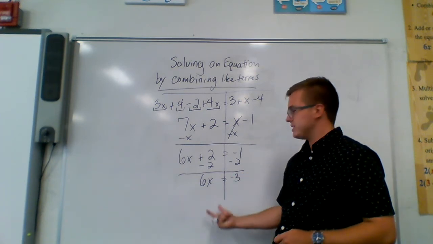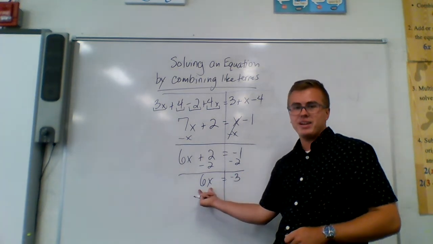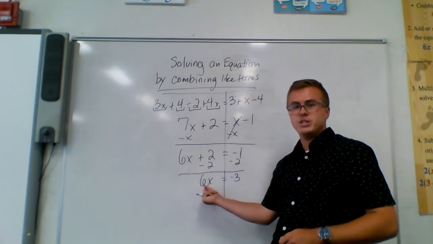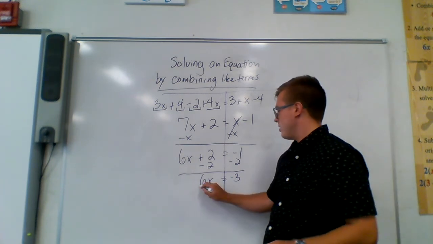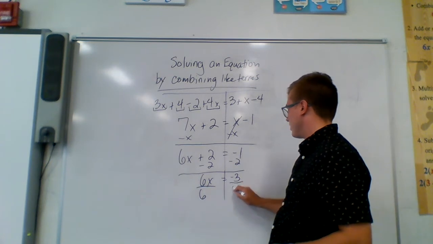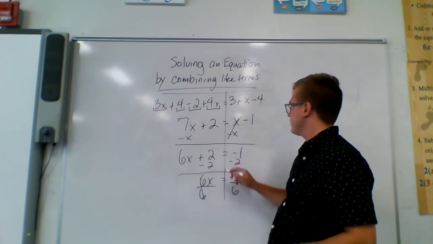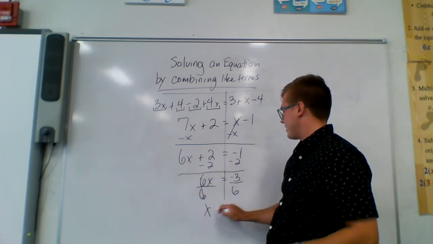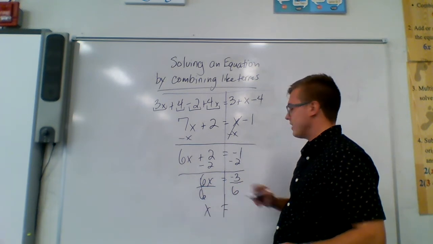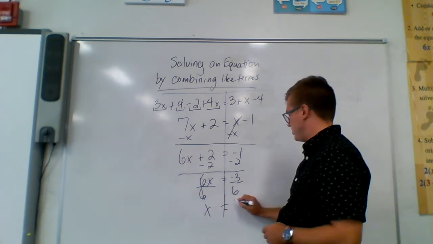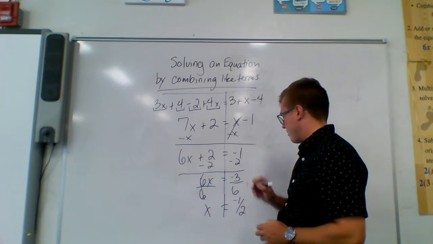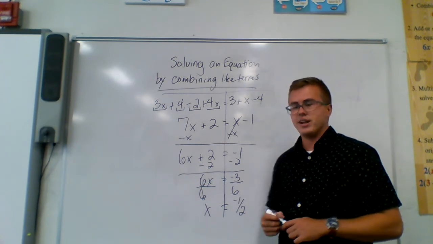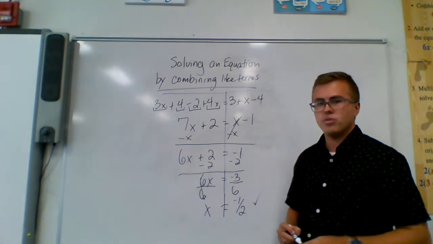And then my final step here, 6 and x are being combined together through multiplication. So to undo that, we have to divide. We're going to divide by 6. And we get x is equal to negative 3 over 6. That's going to reduce to negative 1/2. So our final answer there is negative 1/2.